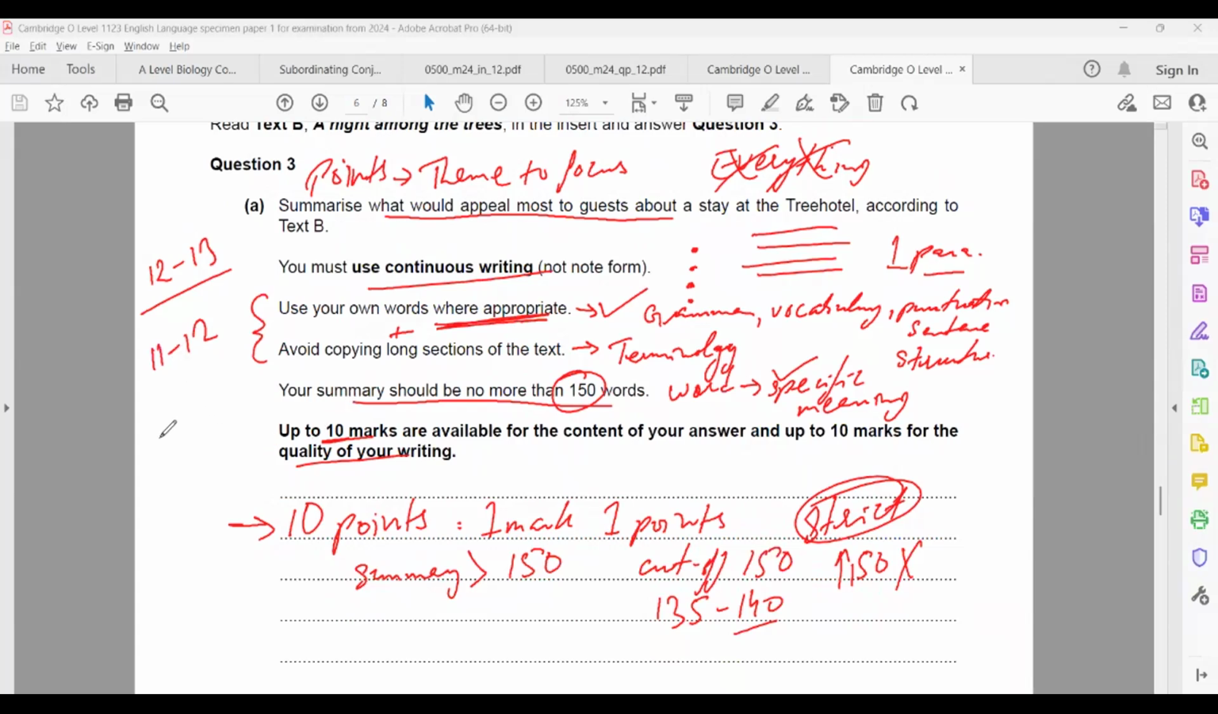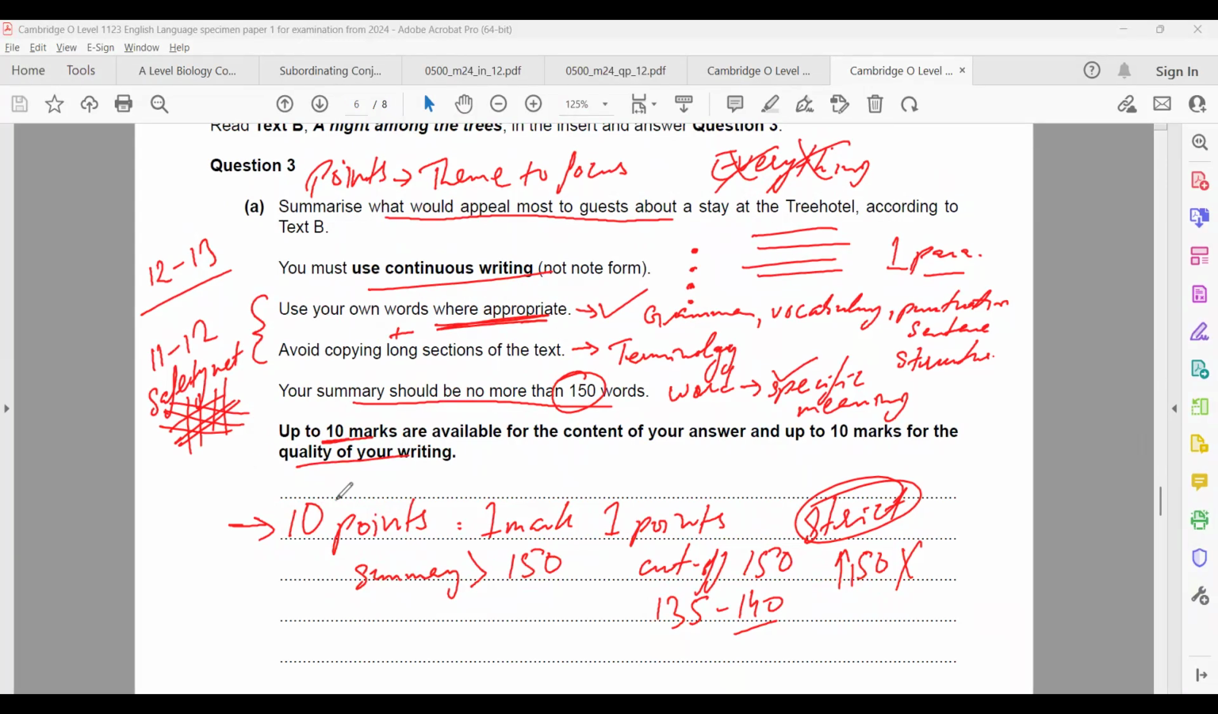Why do you want to do that? It's pretty simple, right? You will not get more than 10 marks. If you've got 10 correct points, 10 marks. So if you've written 11 or 12, you won't get extra marks. But why are we doing that? We're doing that as a safety net, right? So we're placing a net on our summary.